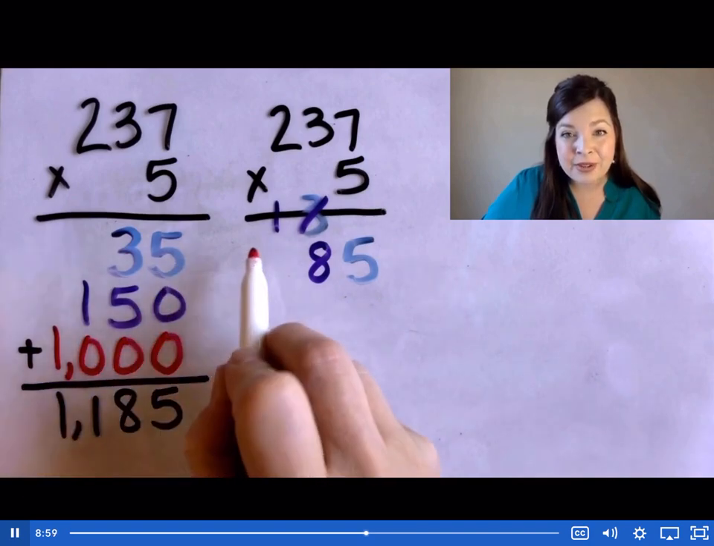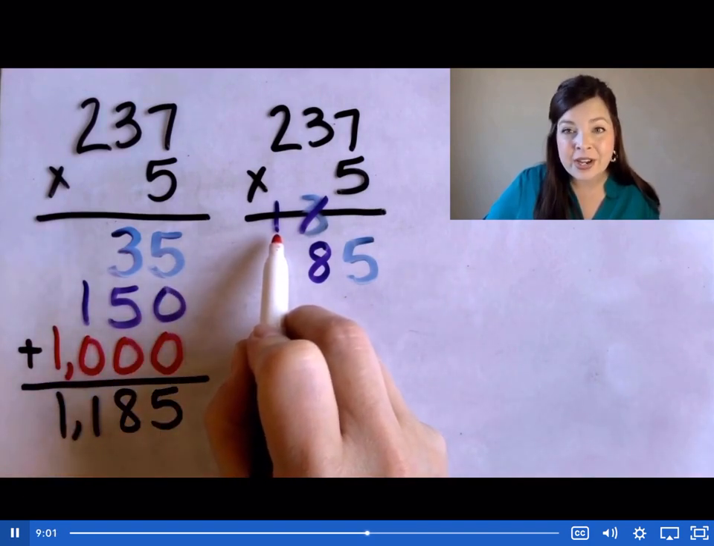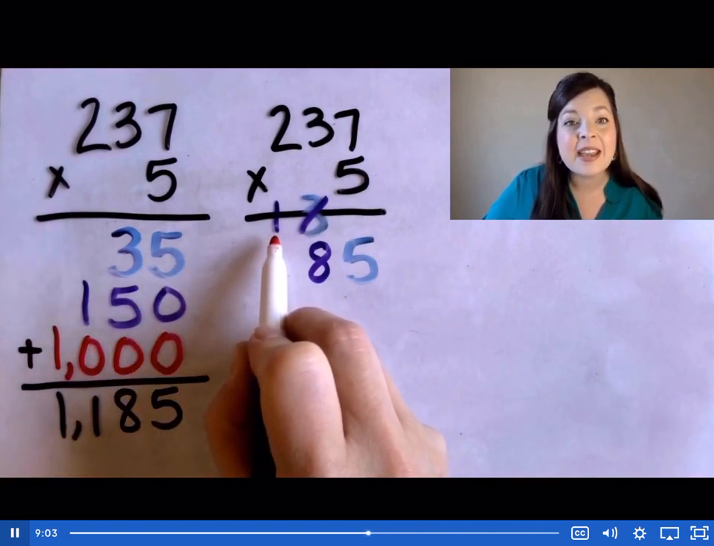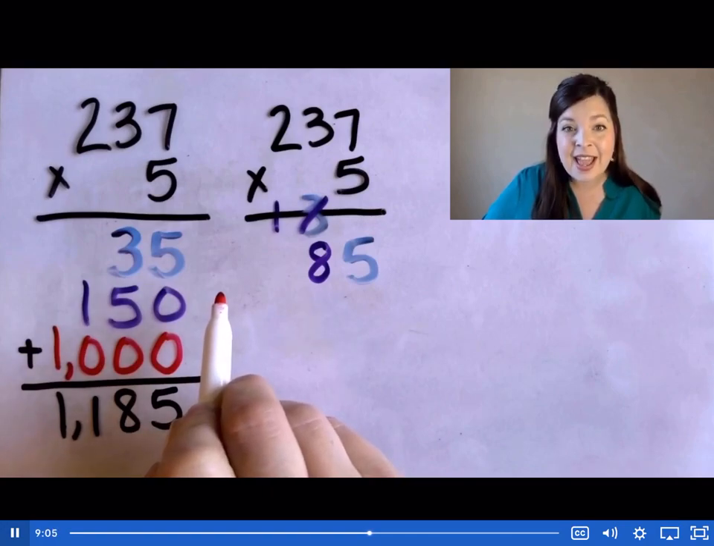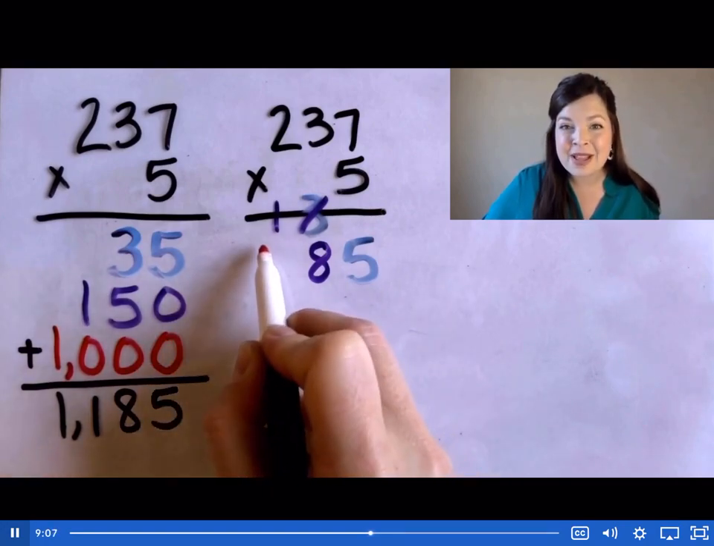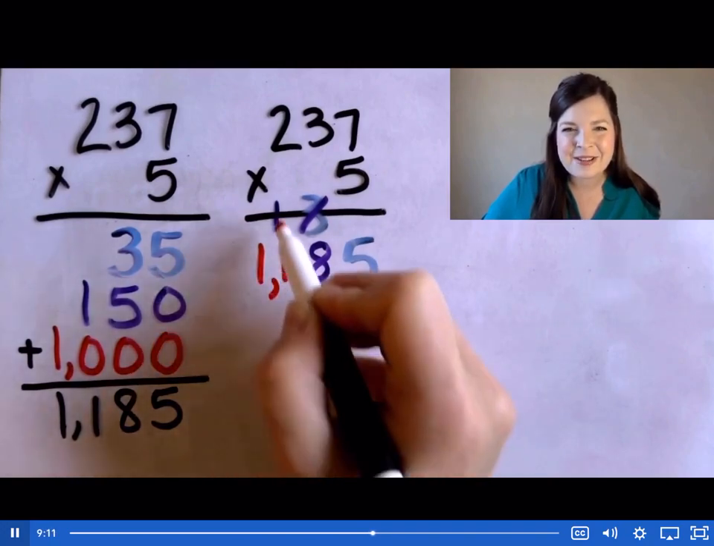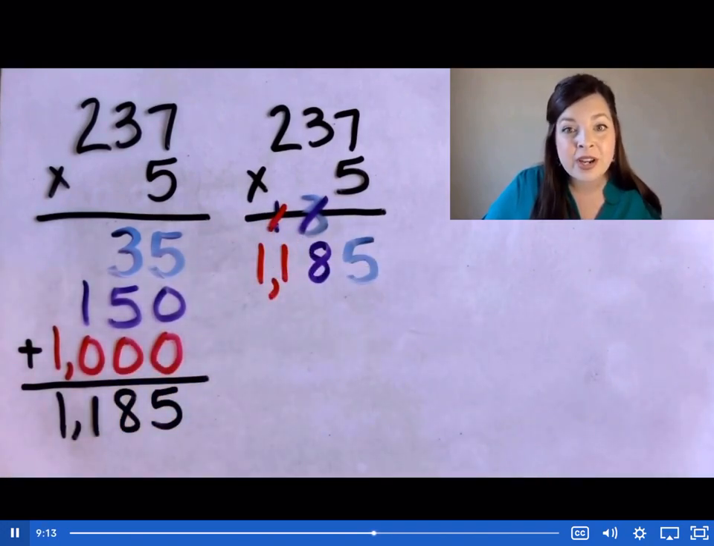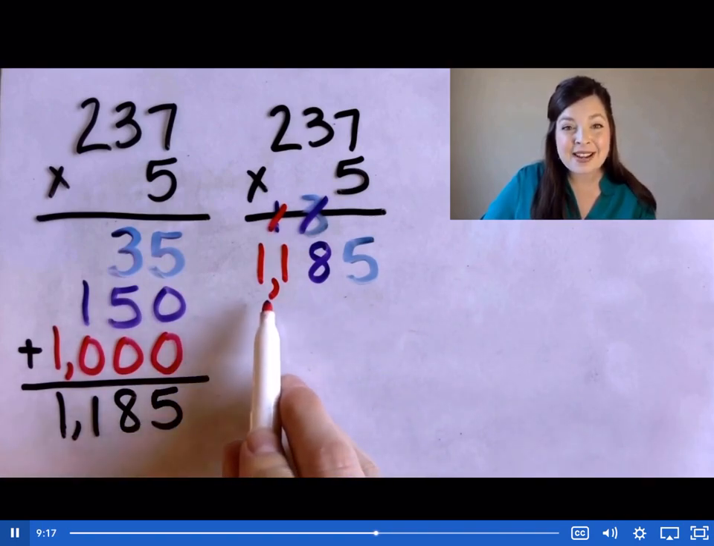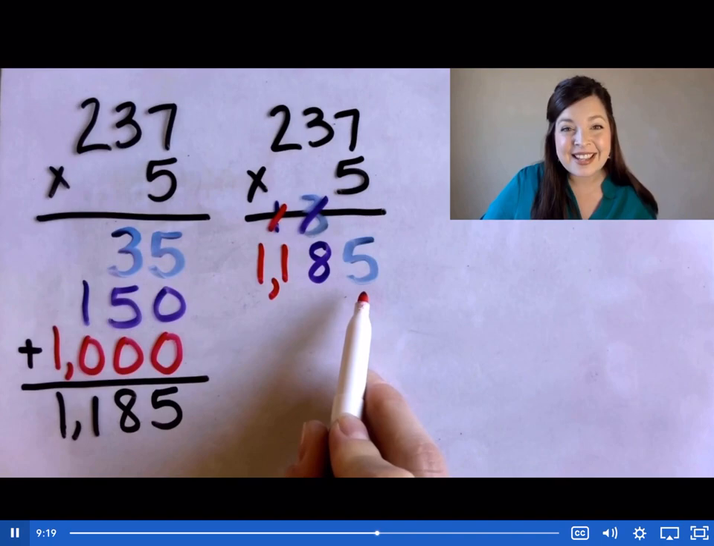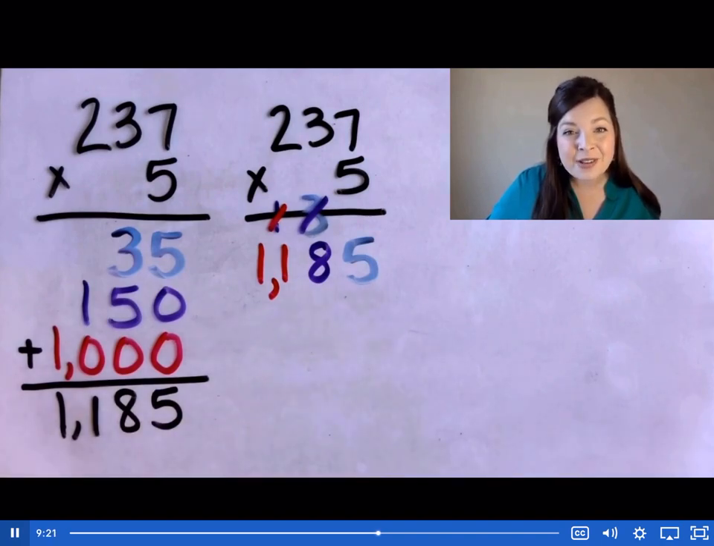In the algorithm, we have to add the 100 that's on the line to make 11 hundreds. And because there are no more numbers to multiply, we can just record 11 hundreds directly in the product. And remember to cross off that 100 since we already added it. So what's the product? The product is 1,185.